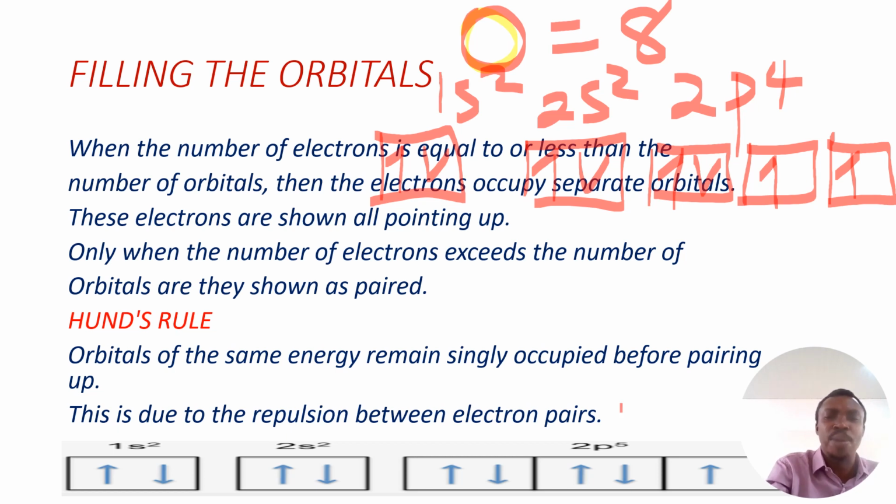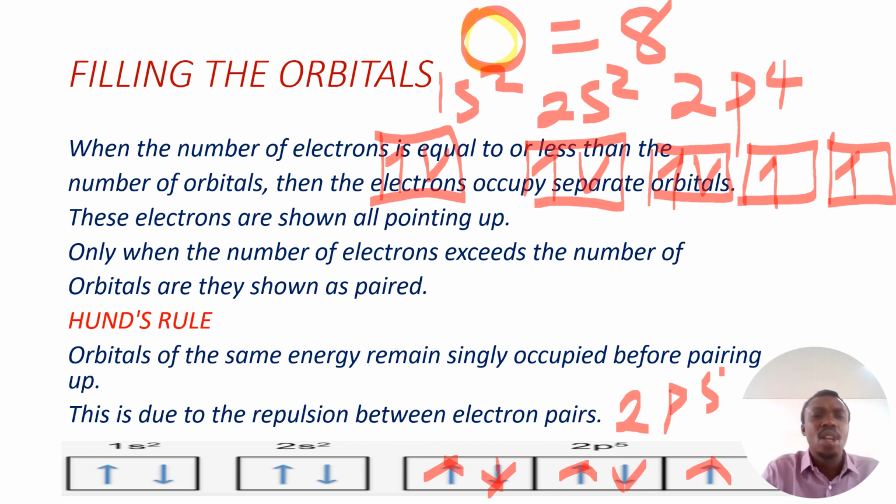For example, this is 2p5. So you fill 1, 2, 3, then you come back and pair 4 and 5. So that is Hund's rule: orbitals of the same energy remain singly occupied before pairing up, and this is due to the repulsion between electron pairs. So in arranging electrons, you have to follow the Pauli exclusion principle and also Hund's rule to get the accurate result. Please, I want us to understand this very well and follow the rules when writing electronic configuration and when filling orbitals.